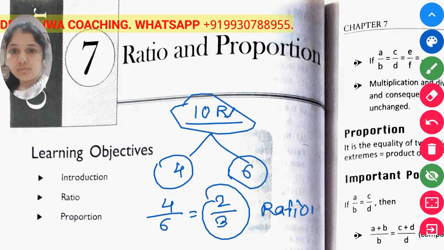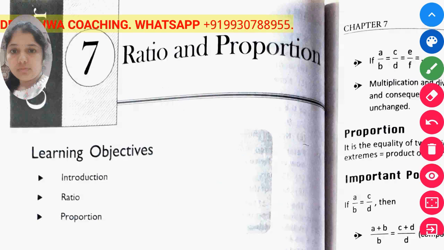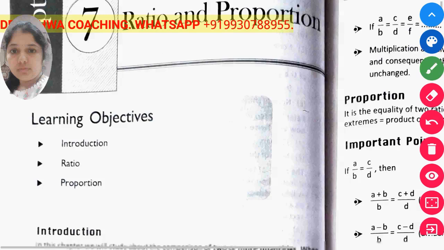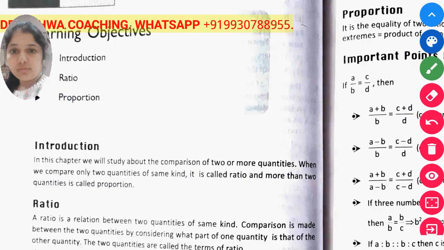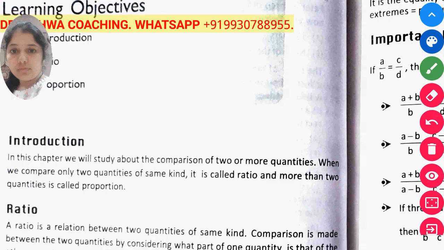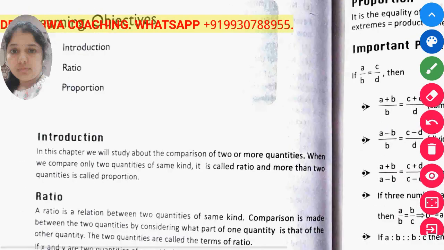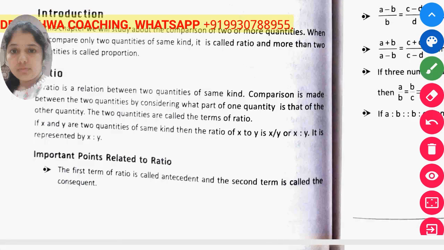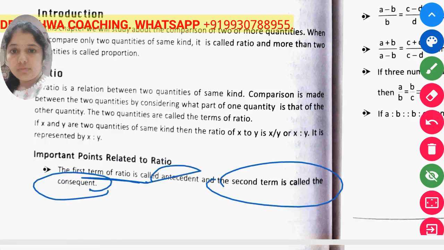The definition of ratio is a comparison between two quantities of the same kind. If two quantities of the same kind are compared, it is known as a ratio. If more than two quantities are compared, it is known as proportion. In a ratio, the first term is known as the antecedent and the second term is known as the consequent.